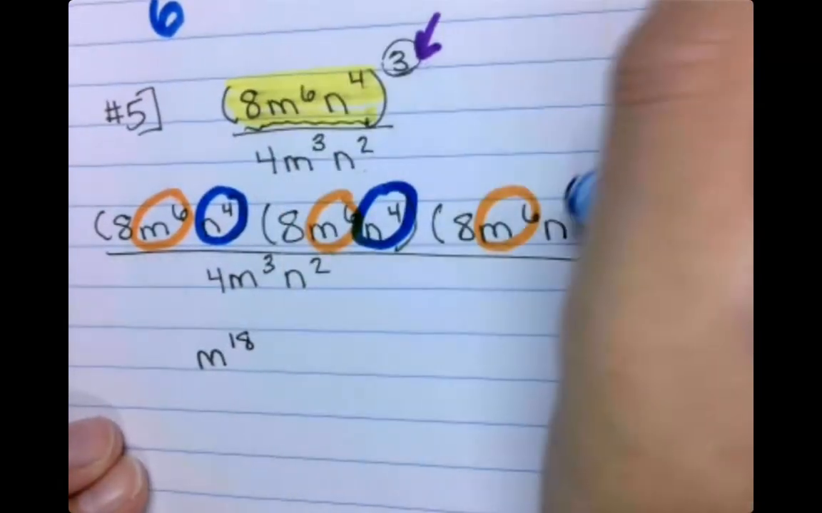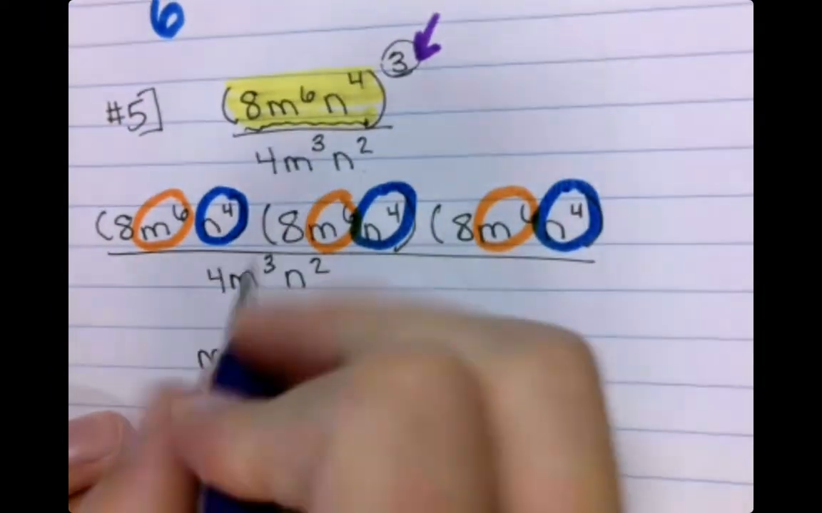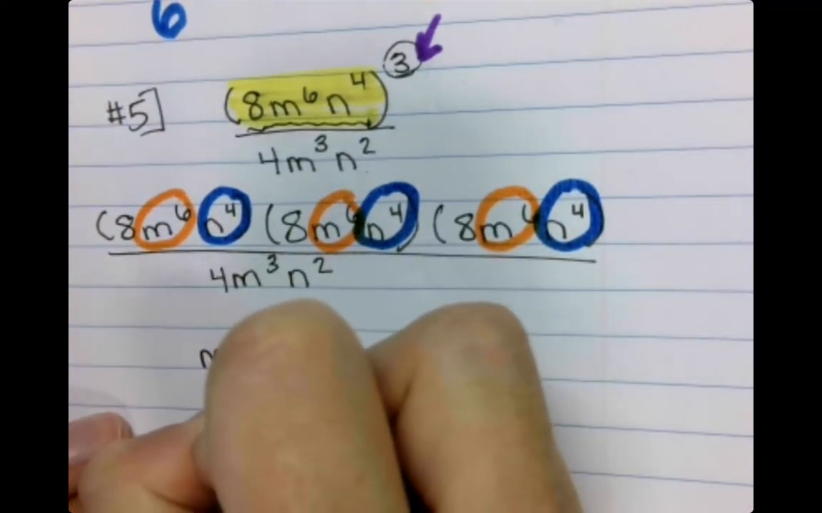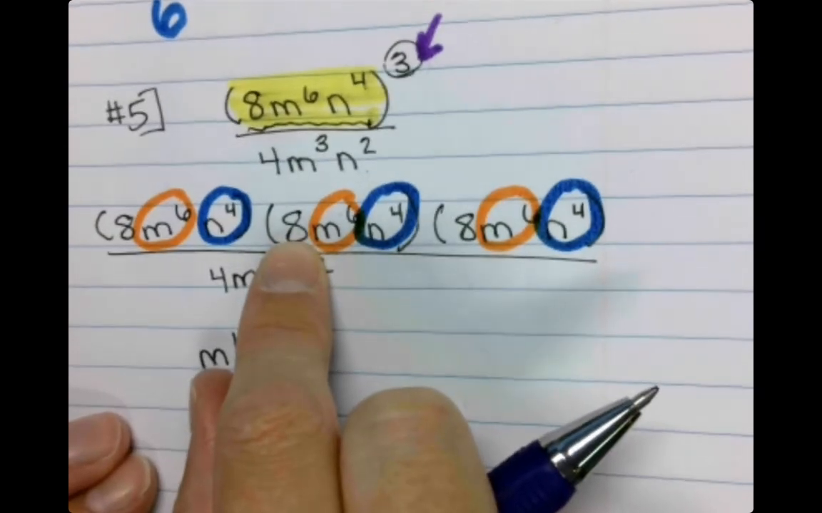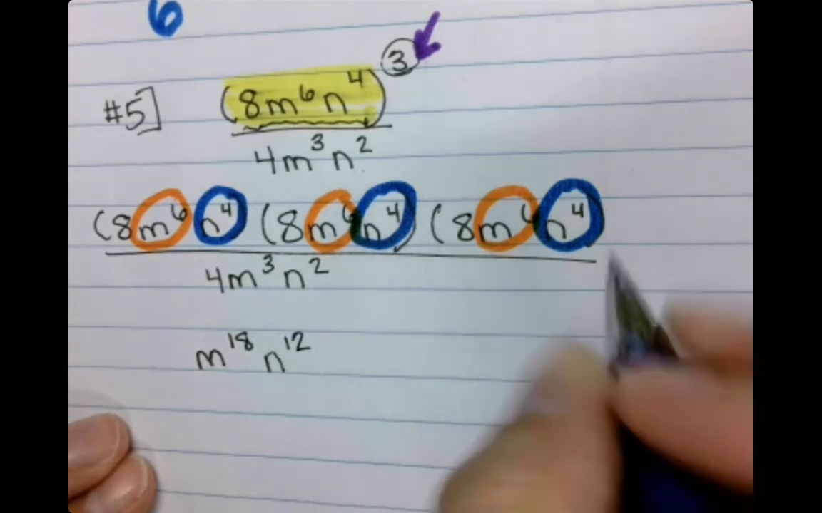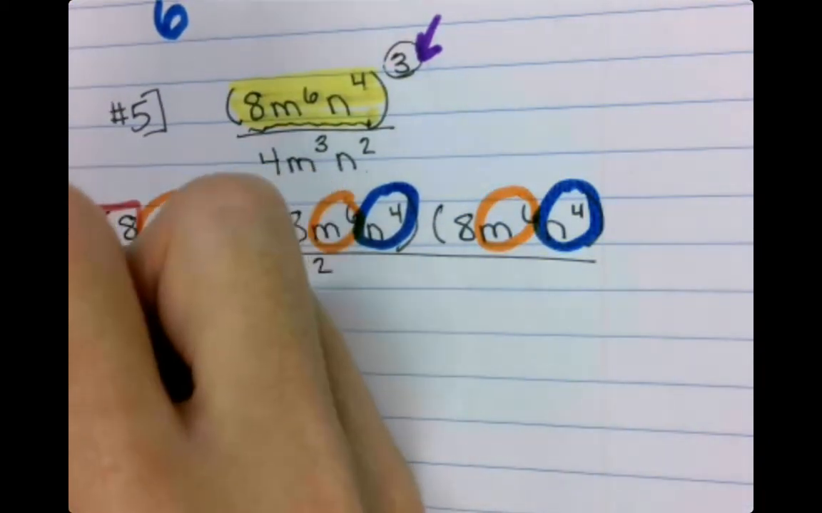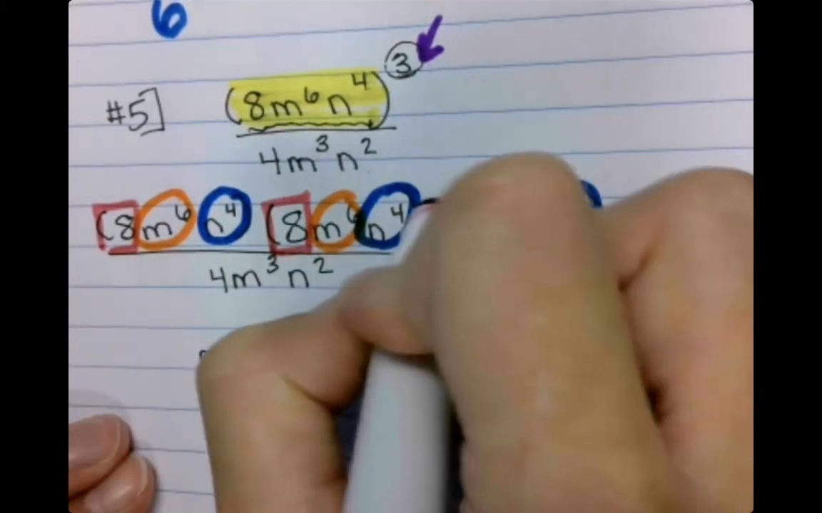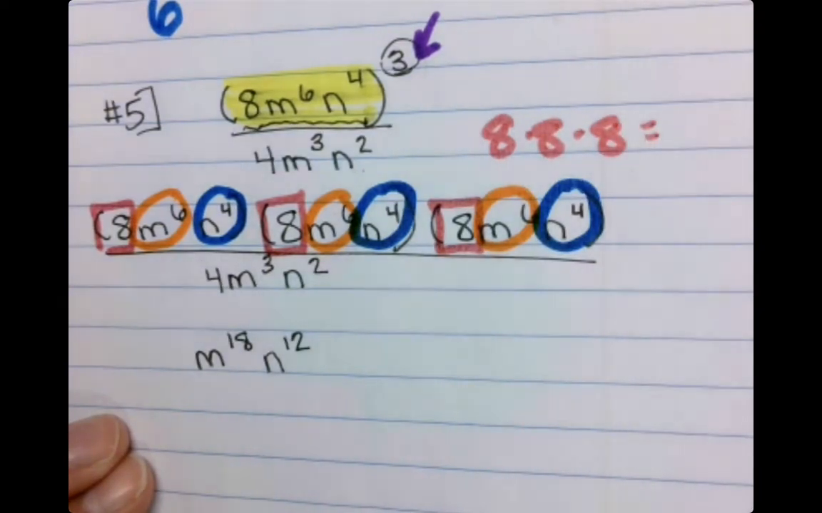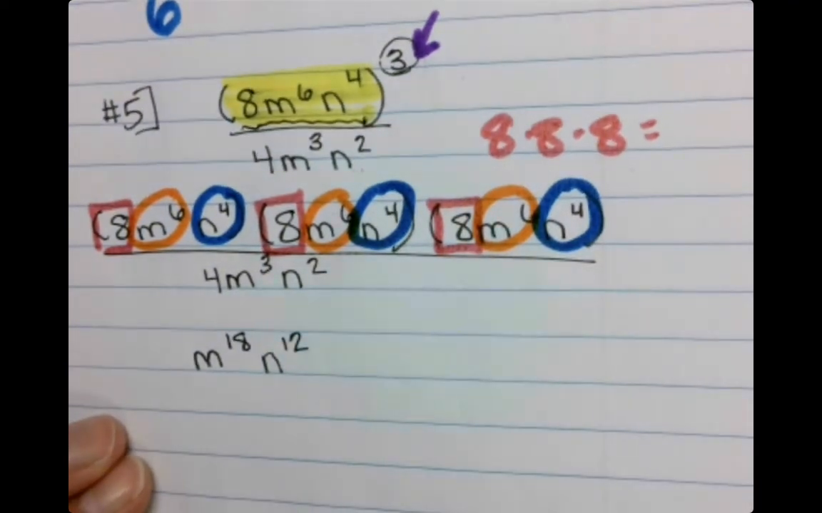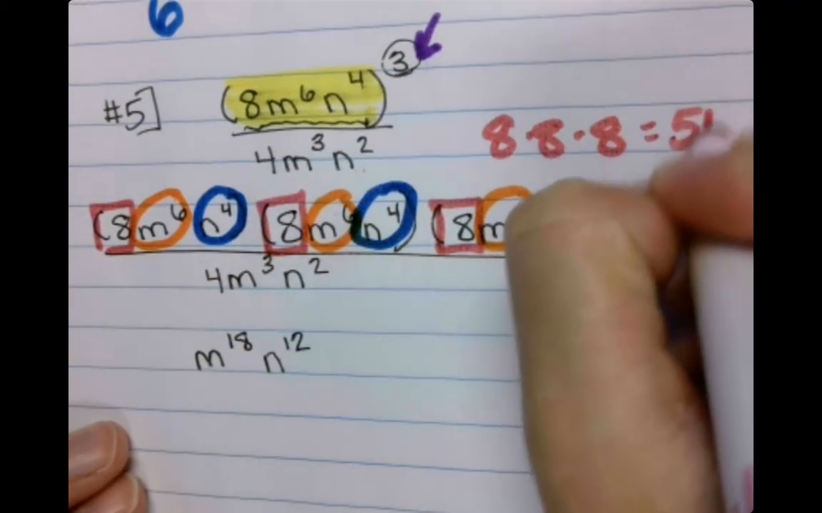And then this right here would be 4, 8, 12 n's. And this is 8 times 8, which is 64, times 8 again. 64 times 8 is going to be a big old number, 512.